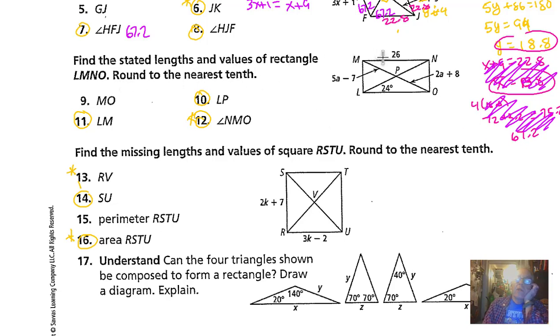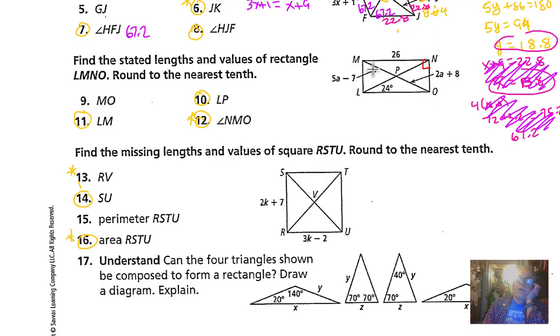Now, this is a rectangle. So we got right angles. The diagonals are going to be congruent to each other. The diagonals are going to bisect. So one thing we can do, we can find out what MP and PO are. And MO then is going to be double those. And since LM is this one here, let's see what we can do. 26 with the side.